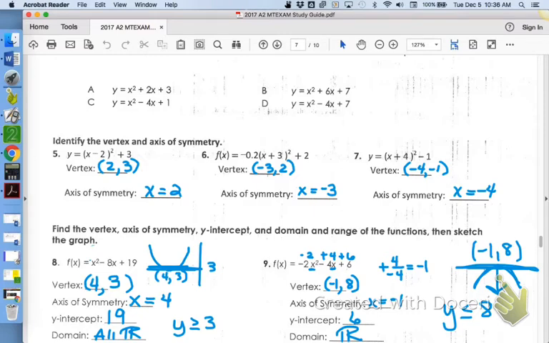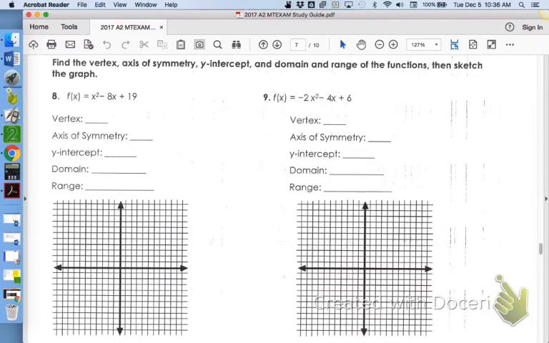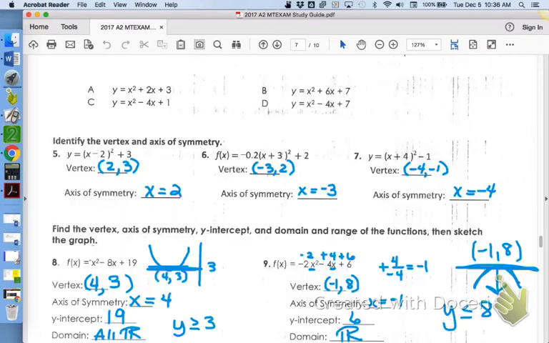All right, looks like we had to sketch that. I wonder if it's on the next page. Oh dear. That whole thing is on the next page. All right. I should have done it on this page, folks. So the vertex, let me go back and look. Vertex is at 4, 3.